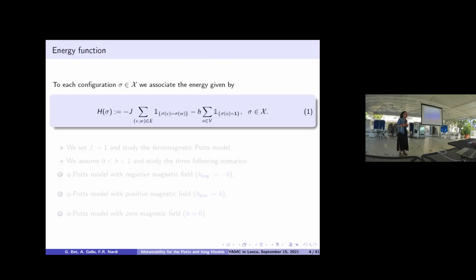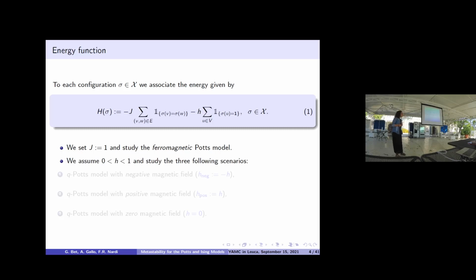To any Potts configuration sigma, we associate an energy value. Note that the value of the energy H of sigma depends on two terms. The first term is related to the local interactions between any vertex and its four nearest neighbors on the grid graph, while the second term is related to the external magnetic field. Note that the presence of the external magnetic field depends only on the presence of a single spin value that we choose without loss of generality equal to 1. We set J equal to 1 and study the ferromagnetic Potts model.